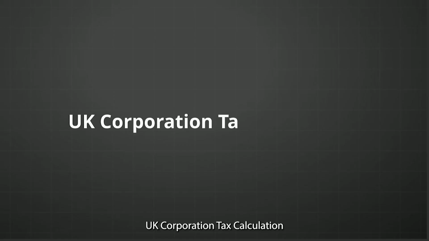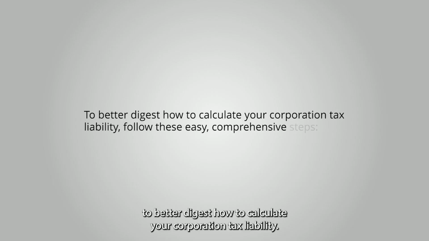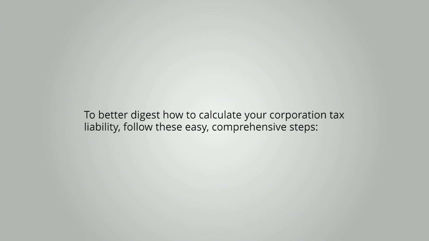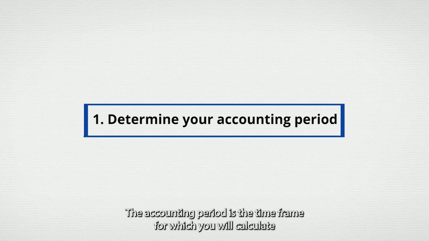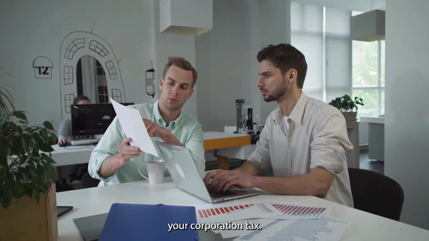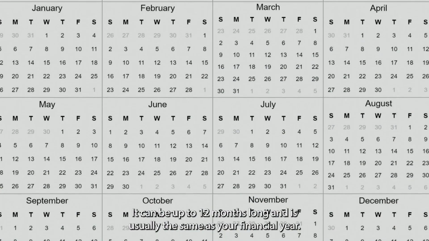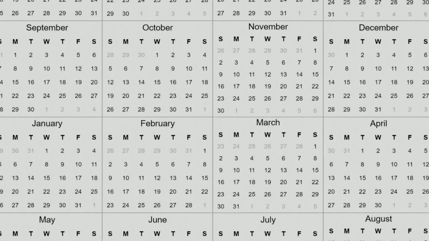UK corporation tax calculation. To better digest how to calculate your corporation tax liability, follow these easy, comprehensive steps. Number 1. Determine your accounting period. The accounting period is the time frame for which you will calculate your corporation tax. It can be up to 12 months long and is usually the same as your financial year.